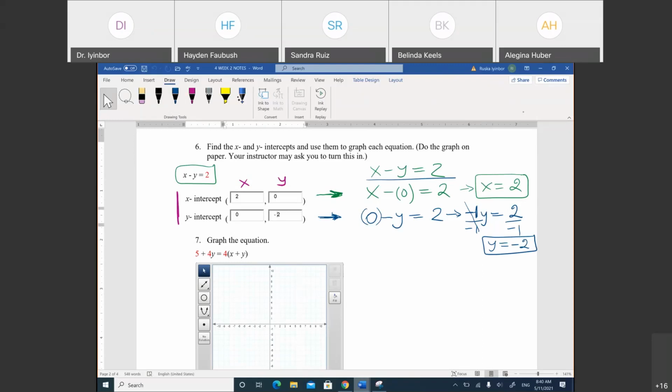Everybody understand that? Yep. Yes? So finding the x-intercept, you put in 0 for y. Finding the y-intercept, you're replacing x with 0. Okay? So now let's go ahead and do number 7.